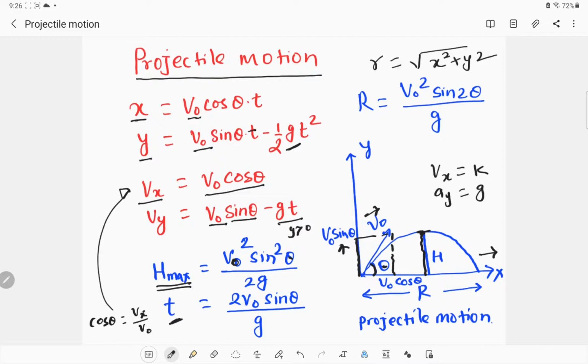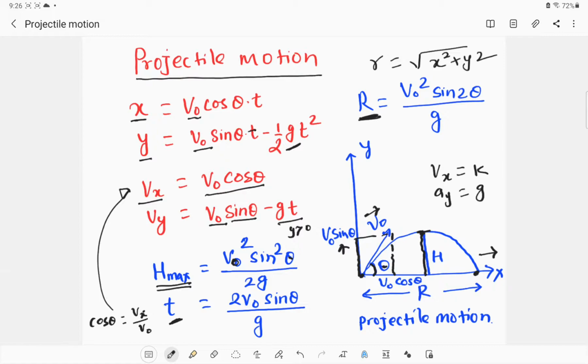The third important thing is horizontal range, how far it will land. This is the total distance from here, the initial position of launch, to the final position at which the projectile is landing. This is given by this relationship, which is equal to v naught square sine 2 theta divided by g.